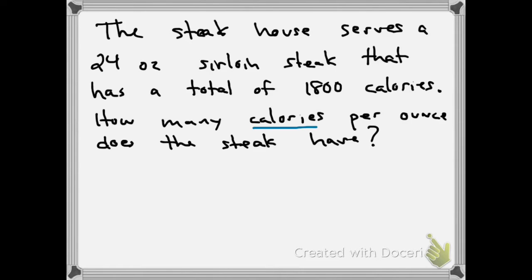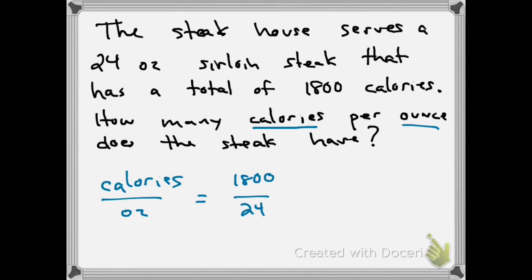So calories per ounce. We have calories on top, and we're trying to find out how much it is per ounce. So then we go back, right? 1,800 calories, 24 ounces of steak. Our goal is to have this bottom number become a 1 and then figure out what's going on here. We know that fractions are also showing us division. So we'll take the top number, which is 1,800, divide it by 24.